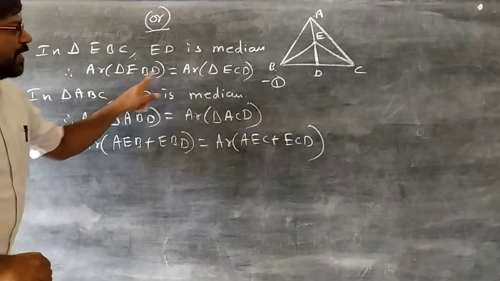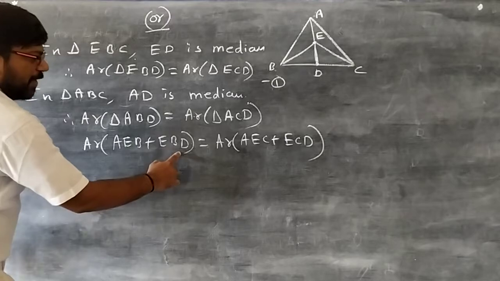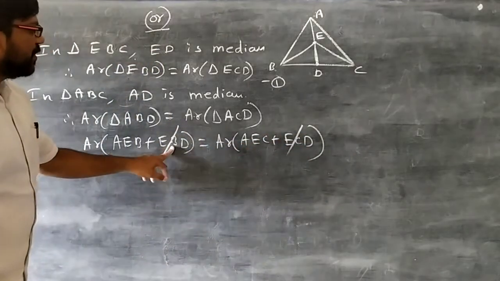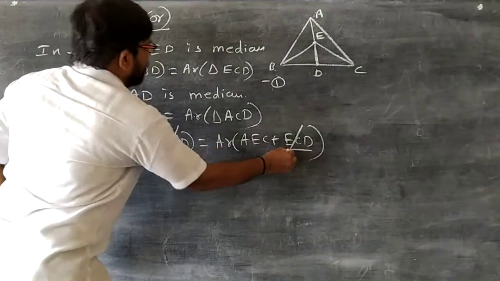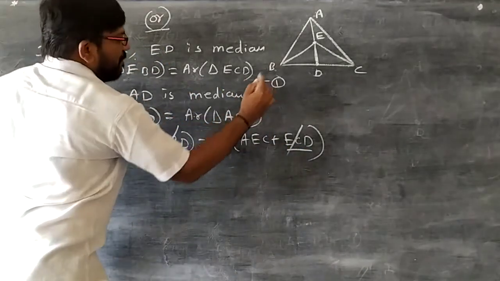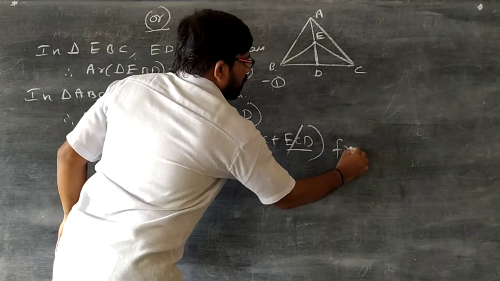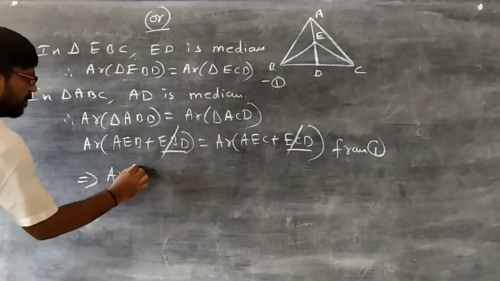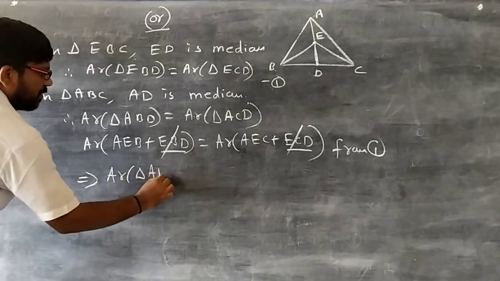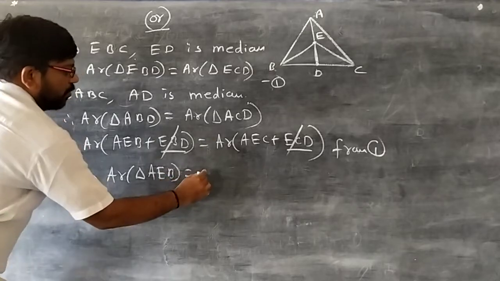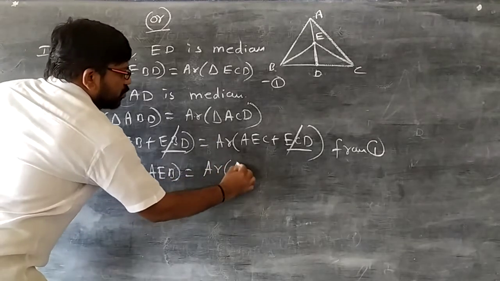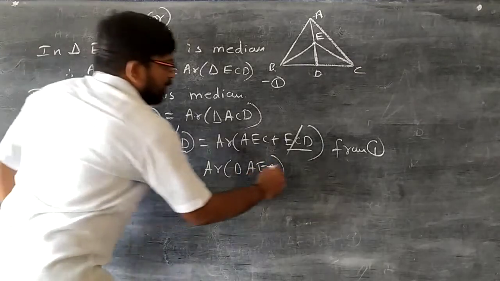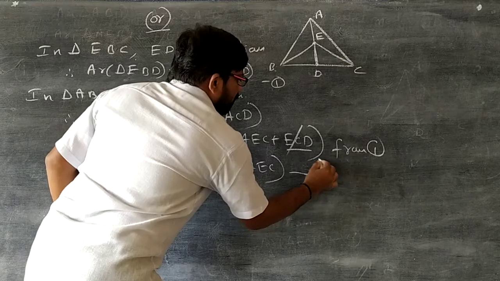From equation 1, EBD is equal to ECD, so these two cancel. Why? Because EBD is equal to ECD from equation 1. Then what is remaining? The area of triangle AEB is equal to the area of triangle AEC, right? So that is the first problem.